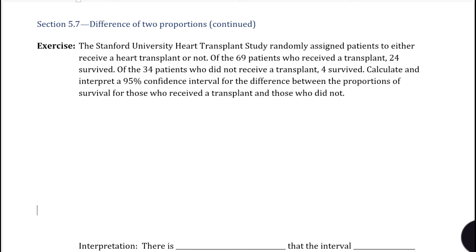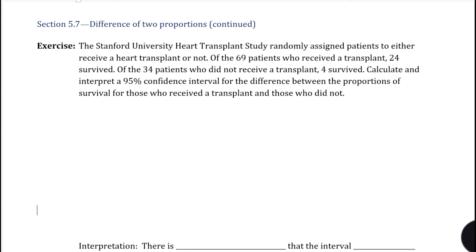The Stanford University Heart Transplant Study randomly assigned patients to either receive a heart transplant or not. Of the 69 patients who received a transplant, 24 survived. Of the 34 patients who did not receive a transplant, 4 survived. Calculate and interpret a 95% confidence interval for the difference between the proportions of survival for those who received a transplant and those who did not.